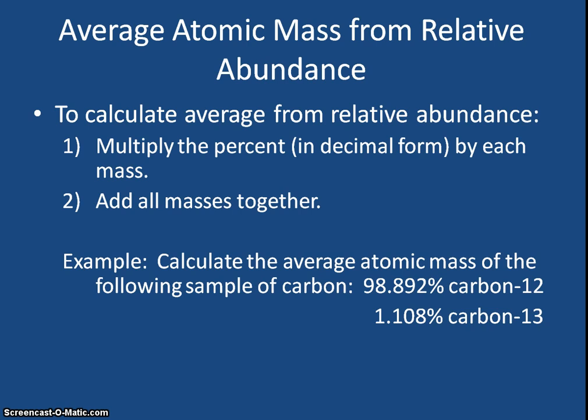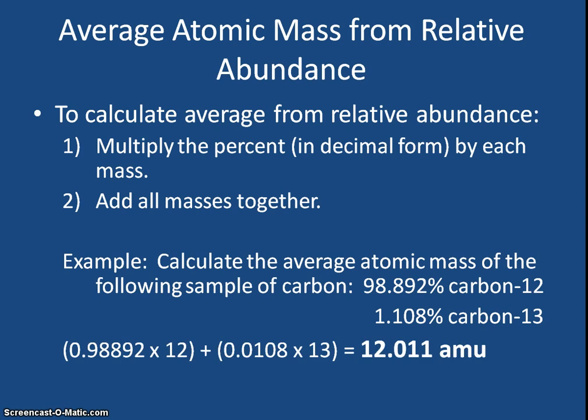You're going to multiply those decimals by each mass. So multiply the 0.98 number by 12 and the 0.01 number by 13, and then just add them all up together. Notice that your average should be closest to the isotope that you have the highest percentage of. So since almost 99% of it is carbon-12, the average atomic mass should be close to 12, which it is. It's 12.011.